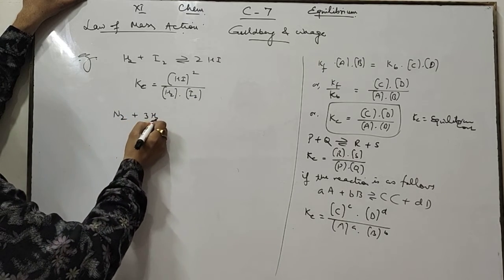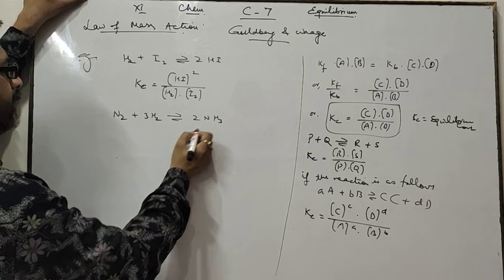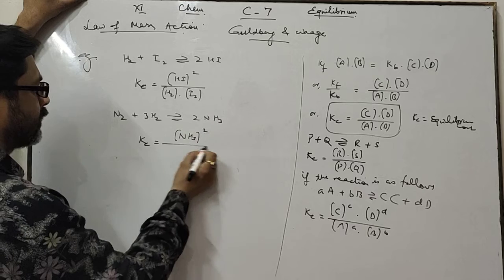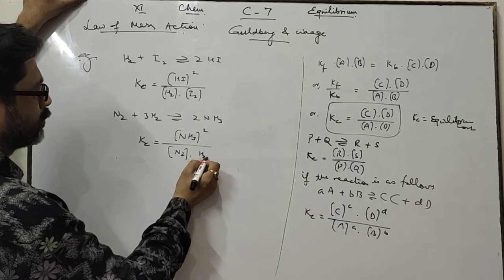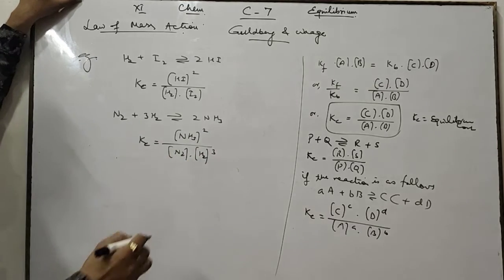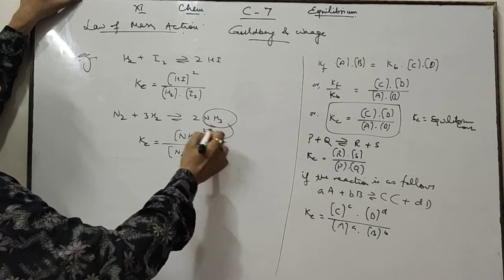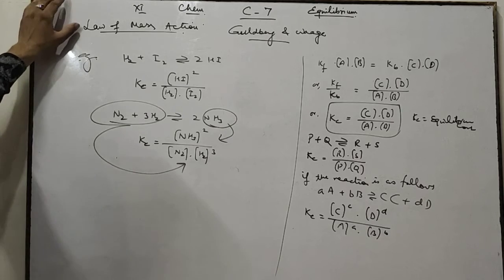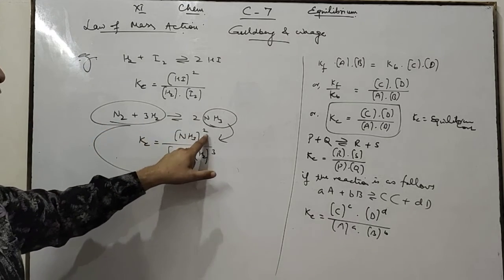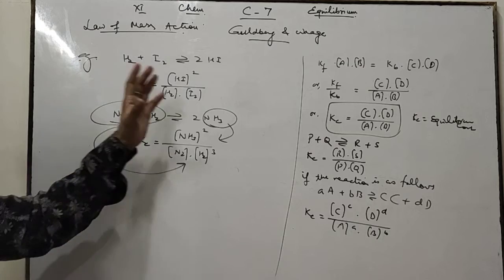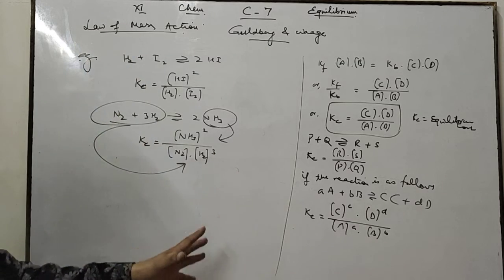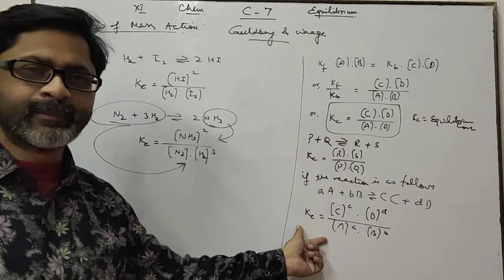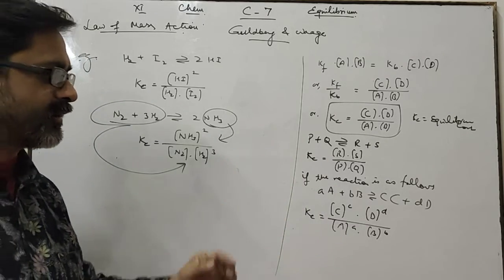Take another reaction like this, N2 plus 3H2 gives 2NH3. The expression for Kc will be NH3 square upon N2 into H2 cube. Means the products are on the upper side and the reactants are on the lower side. The coefficients are at the power. This is the law of mass action and the method to write the equilibrium constant expression for any reaction.